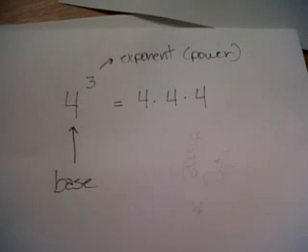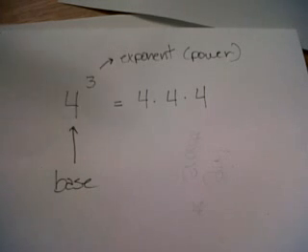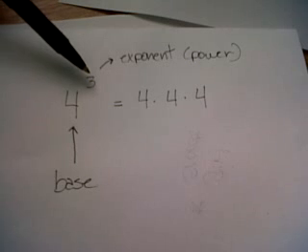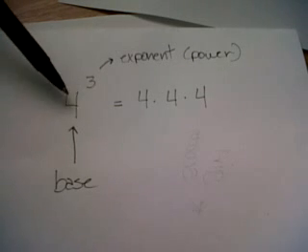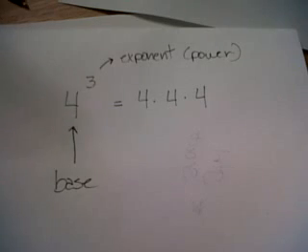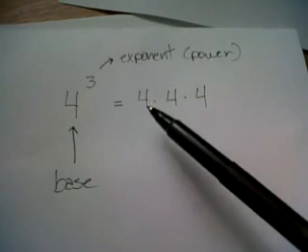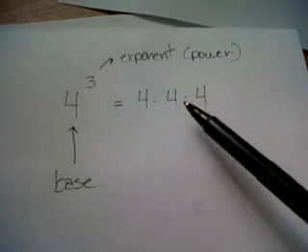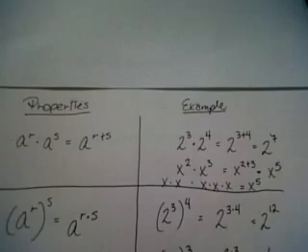So now we're going to take a look at exponents in this section. And the first thing we notice is that this says 4 to the third. 4 is called our base, and the third is called our power, or our exponent. And the exponent tells us how many times to multiply the base by itself. So in this case, it says 4 to the third. That means I'm going to multiply 4 by itself 3 times. So that gives me 4 times 4 times 4.